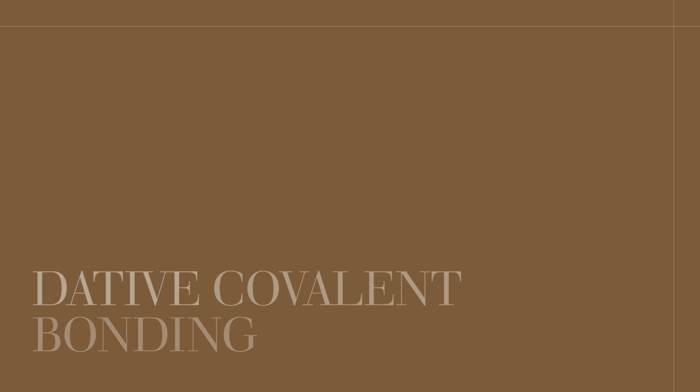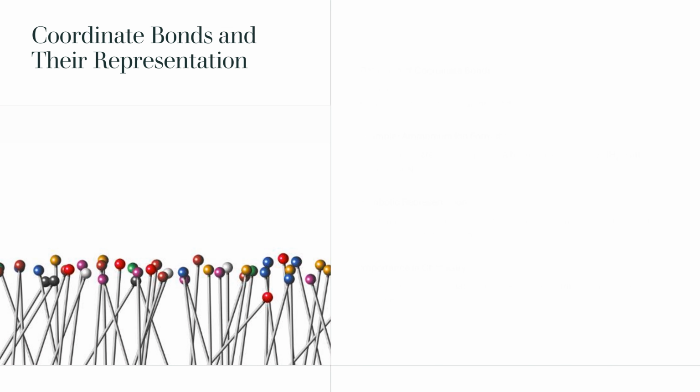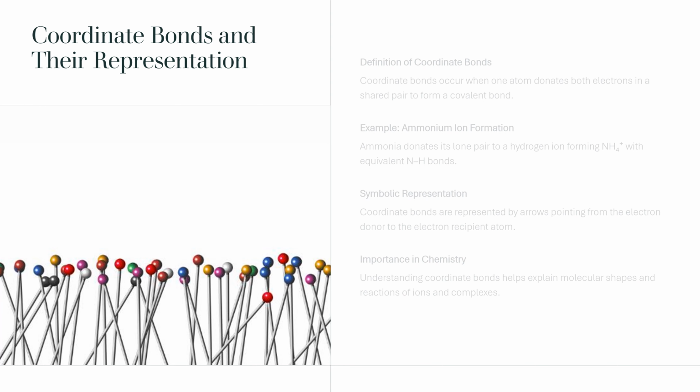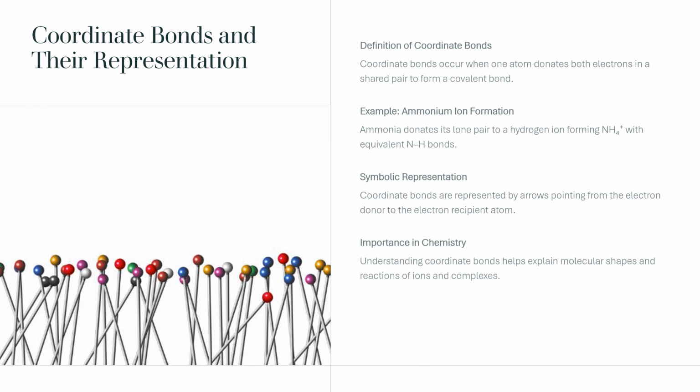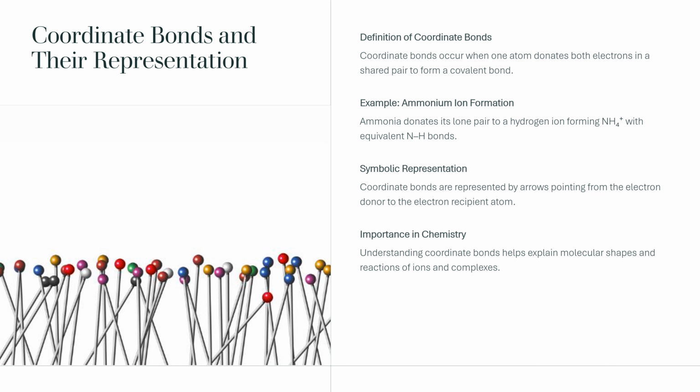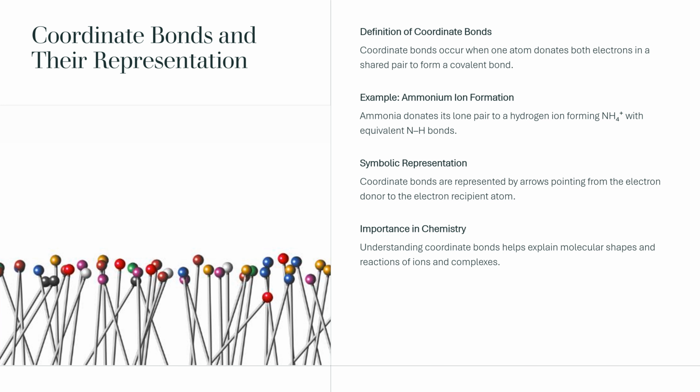A dative covalent bond, also called a coordinate covalent bond, is a special type of chemical link where one atom provides both electrons for a shared pair. A dative covalent bond, also known as a coordinate bond, is a type of covalent bond where both electrons in the shared pair are supplied by one atom. Dative bonds are treated as covalent bonds because once formed, they are identical in strength and behavior to other covalent bonds.